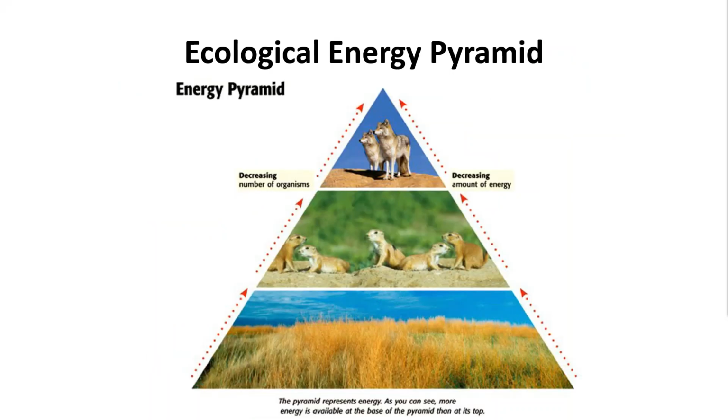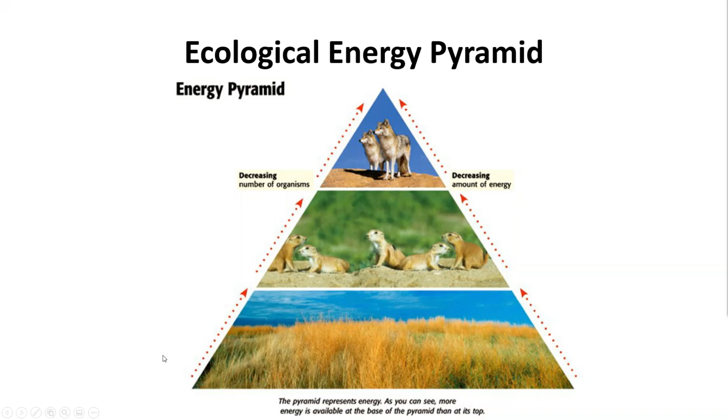Now, another thing that we touched on last week was the ecology energy pyramid. And the big idea that you want to know from here is that as energy moves from one organism to another, it is about 10% of the energy that gets transferred. So because of that, we think of our ecological energy pyramid.